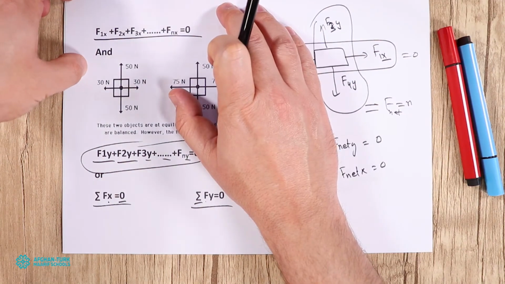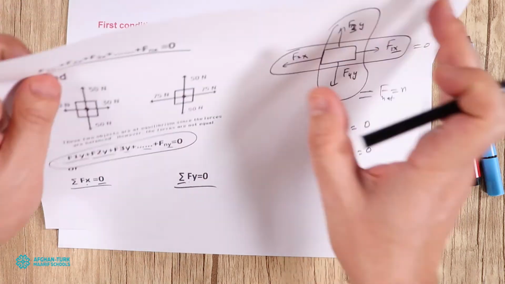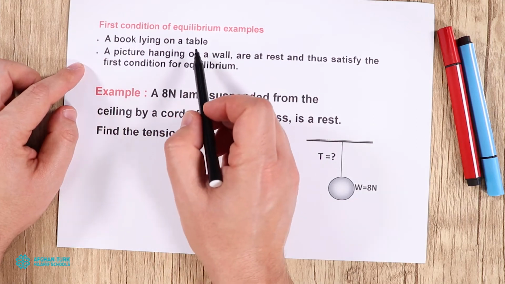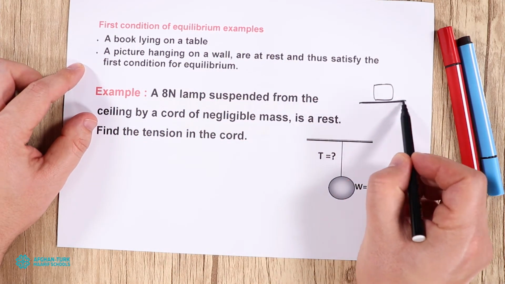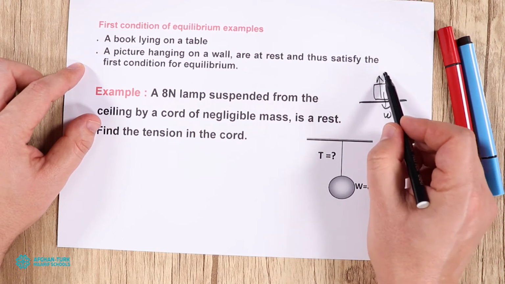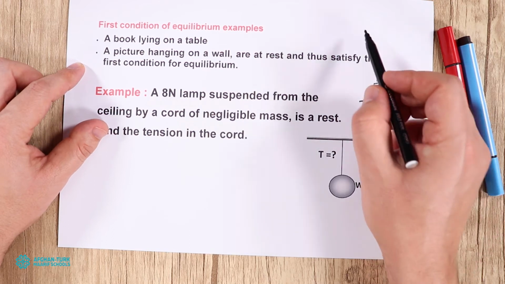Here are some examples for the first condition of equilibrium. Okay, the first one is a book lying on the table. Let's suppose there is a book lying on the table. There are two forces, one is the weight and the other one is the normal force. There are two forces in the y direction.